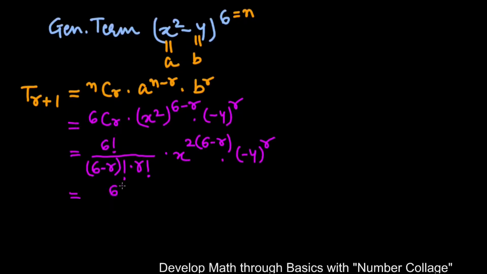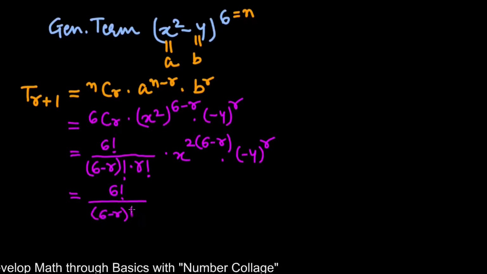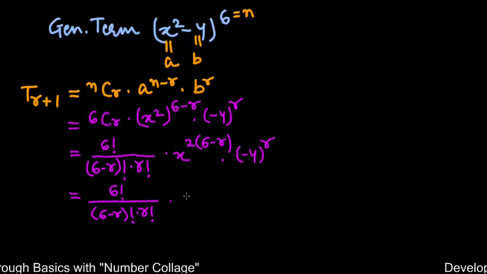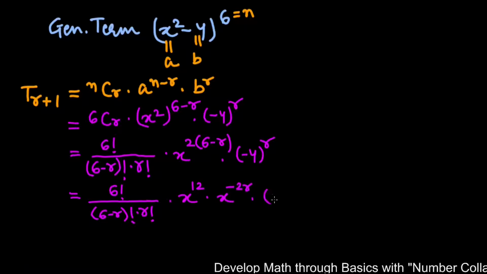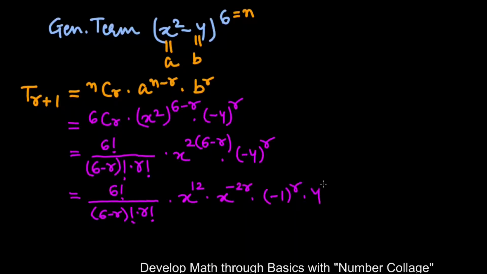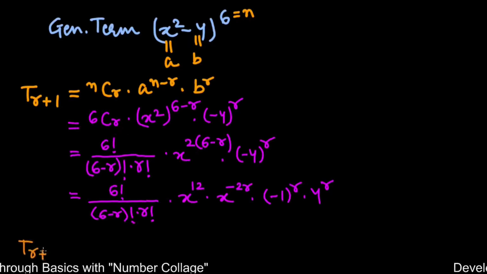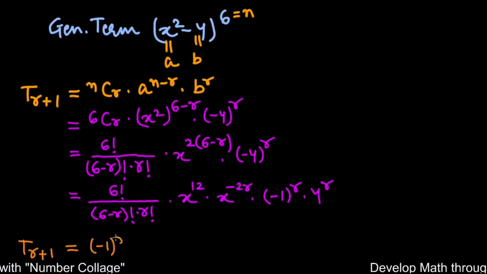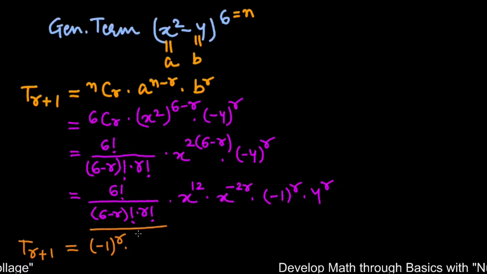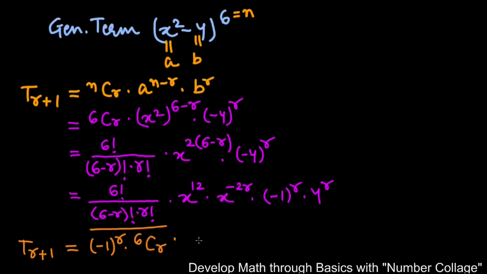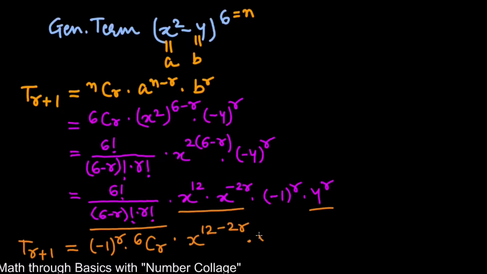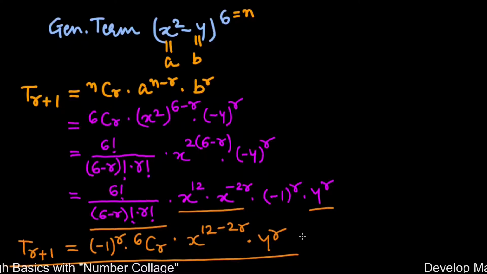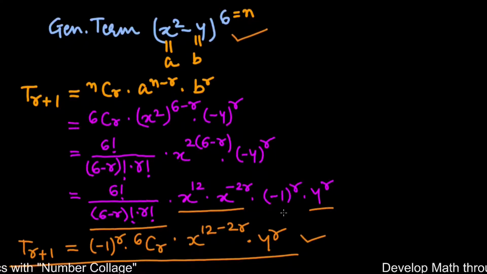It will be 6 factorial upon 6 minus r factorial into r factorial multiplied by x raised to 12 into x raised to minus 2r into minus 1 raised to r into y raised to r. So the general term t r plus 1 will be minus 1 raised to r into 6 c r into x raised to 12 minus 2r into y raised to r. So this will be the general term of this binomial expansion.